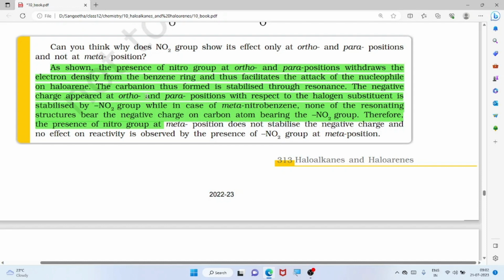The negative charge appears at the ortho and para positions with respect to the halogen substituent, which is substituted by the nitro group. While in the case of meta-nitrobenzene, none of the resonating structures bear the negative charge on the carbon atom bearing the nitro group. Therefore, the presence of the nitro group at the meta position does not stabilize the negative charge, and no effect on reactivity is observed with the nitro group at the meta position.